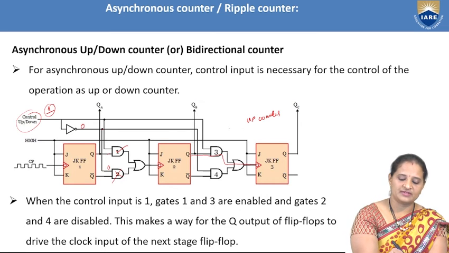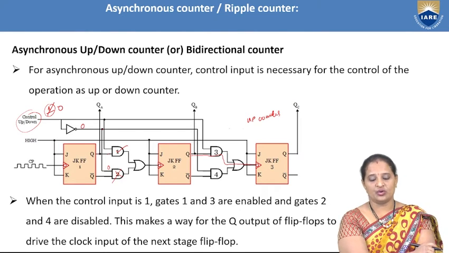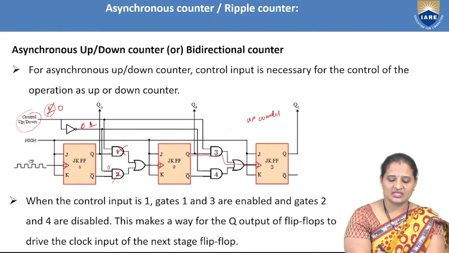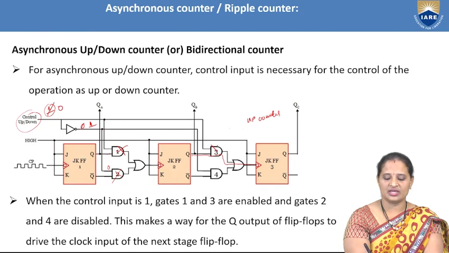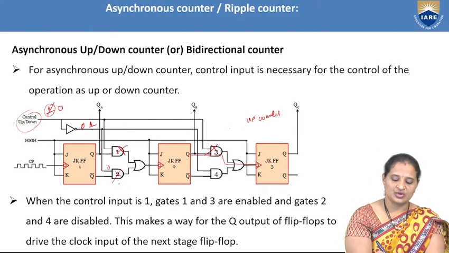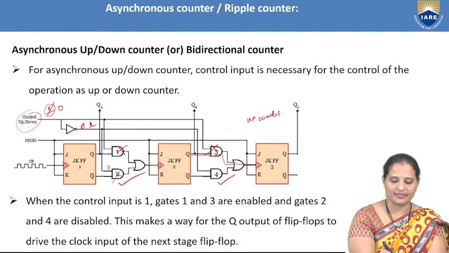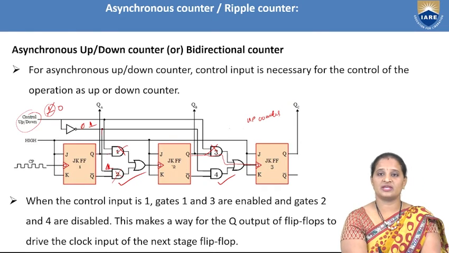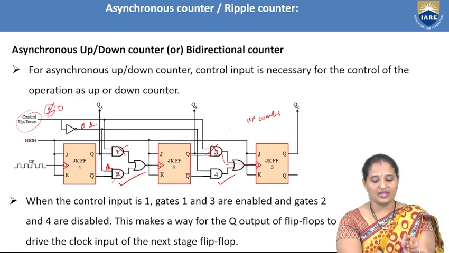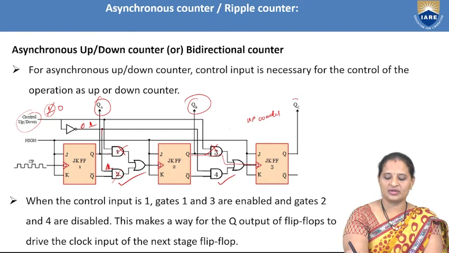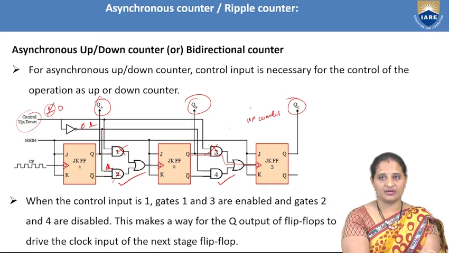Now what happens if this is 0? If it is 0, this becomes 0 and this becomes 1, and hence logic gates 1 and 3 are disabled, whereas 2 and 4 are enabled here. As 2 and 4 are enabled, now what happens? So this is 1 and Q bar is connected to the clock input of the second flip-flop. As I told you, either you can connect the Q output to the clock and take the complemented outputs, as I am taking the true outputs of the flip-flops as the state of the counter.